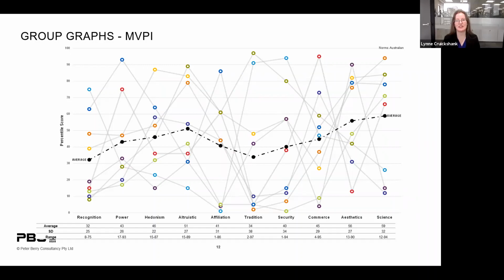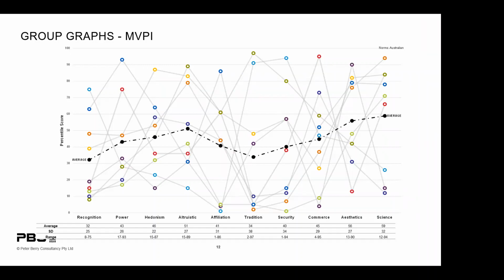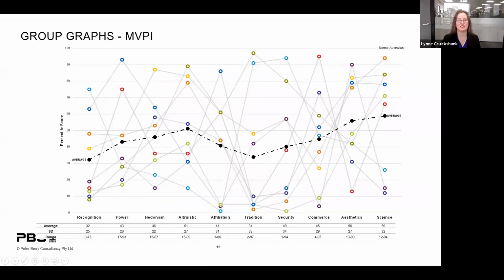Yeah, so it's not unusual to see some spread coming through in relation to the values. It's not unusual to see something like this in a profile. You're going to see some values where you get a bit more of a spread in a team, like what we have in commerce, which is pretty much an even spread.